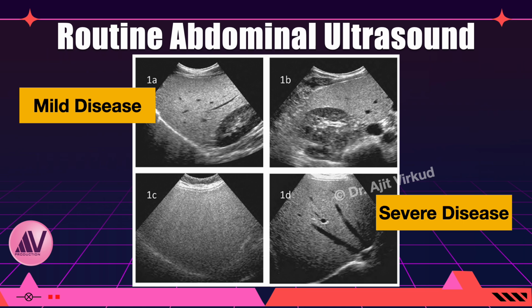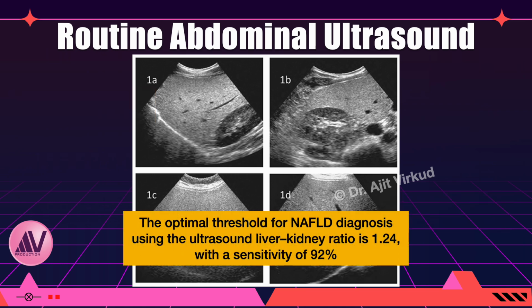The accuracy of B mode ultrasound is reduced in patients with excessive abdominal gas, morbid obesity, and small amounts of fat infiltration. To enhance its sensitivity, a semi-quantitative scoring system such as Hepatorenal Steatosis Index (HRI) has been employed. The optimal threshold for diagnosing NAFLD using the ultrasound liver kidney ratio is 1.24 with a sensitivity of 92%.